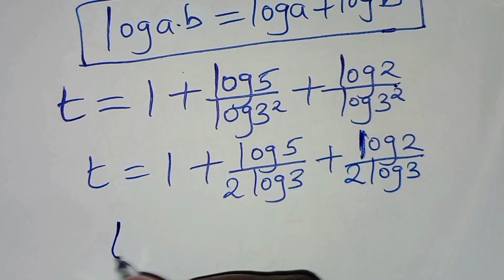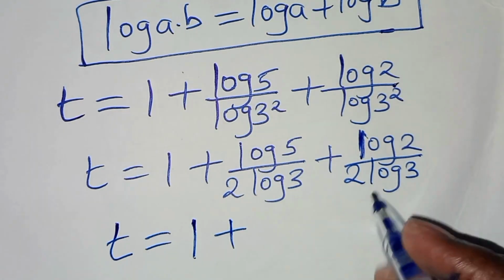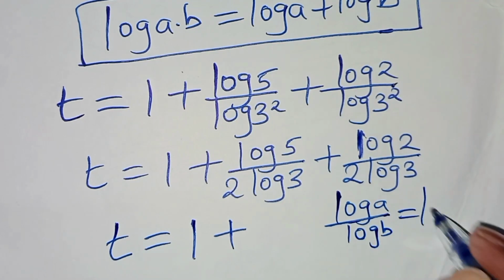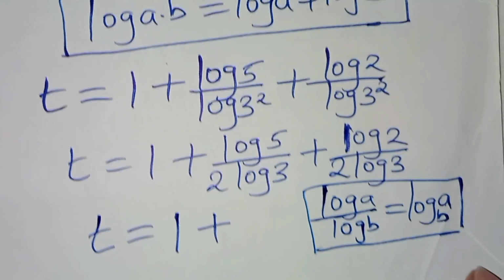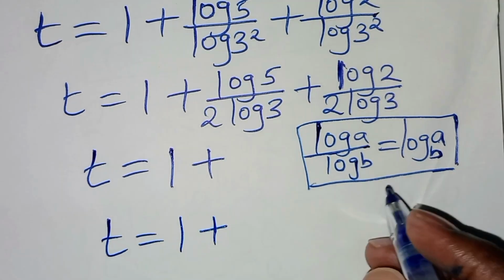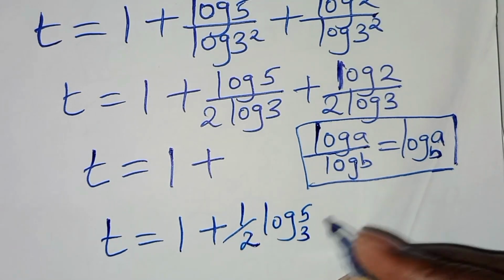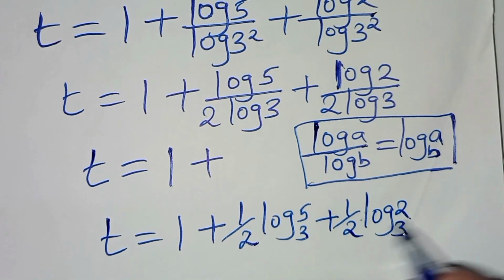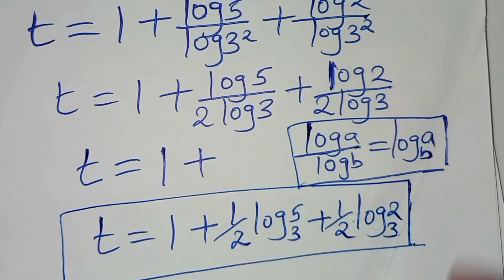The next step here, we'll have t equals 1 plus log 5 divided by log 3, which is in the form of log a divided by log b, which we can express as log a to base b. Now let's apply this logarithm property as well, so that now we'll have t equal to 1 plus half log 5 to base 3 plus half log 2 to base 3, and this is the value of t.